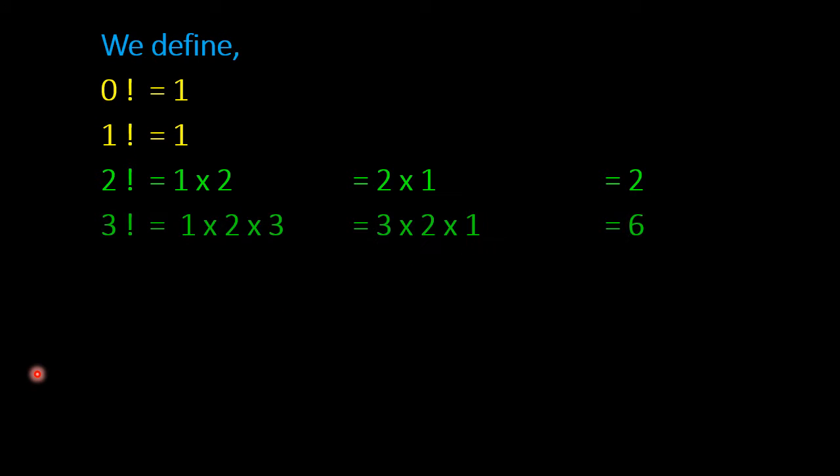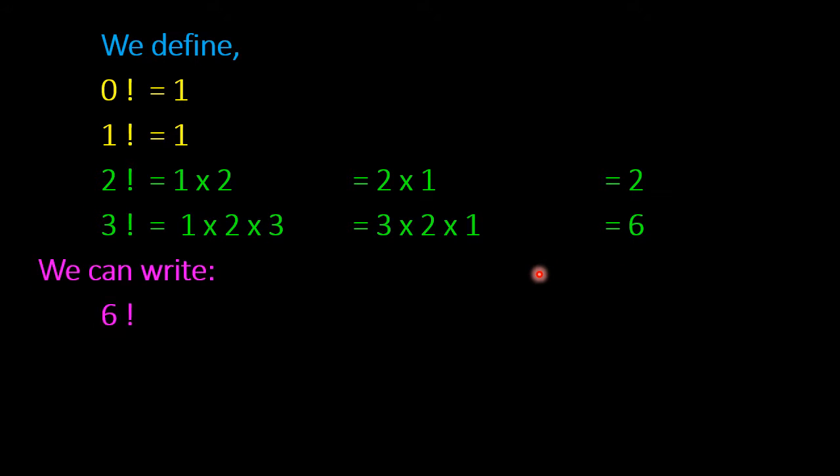And similarly, 3 factorial can be written as 1 into 2 into 3 because 3 factorial means the product of the first 3 natural numbers. It can also be written as 3 into 2 into 1. From both we will get 6, because 3 into 2 is 6 and 6 into 1 is 6.